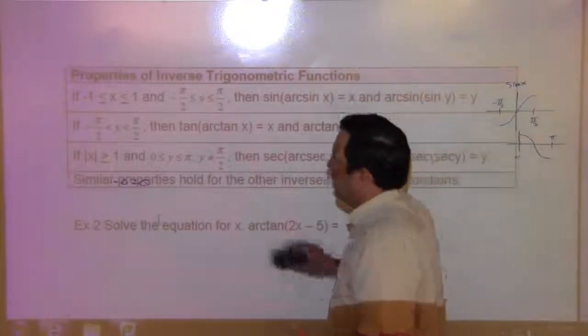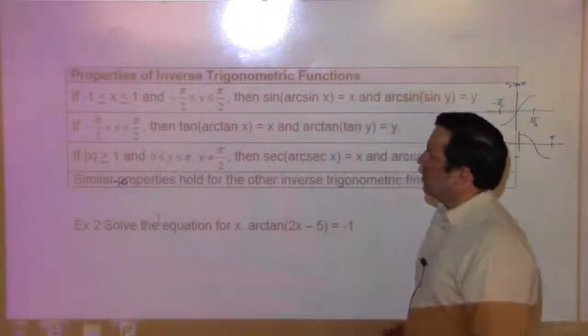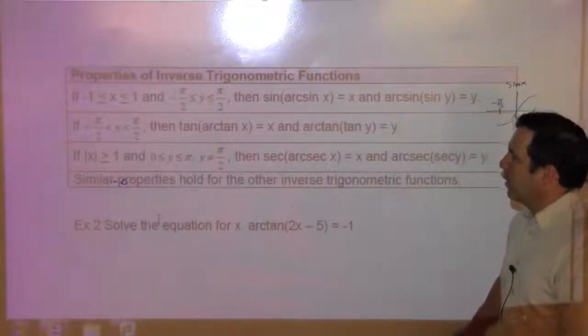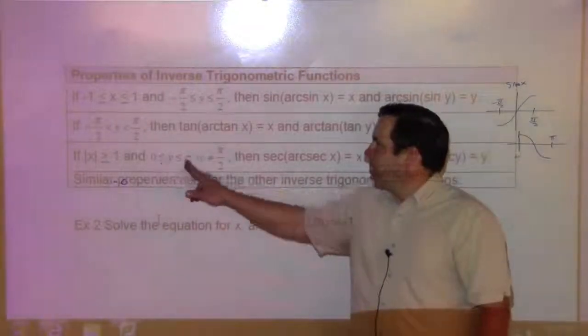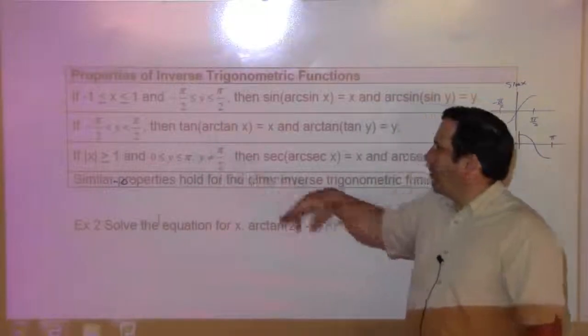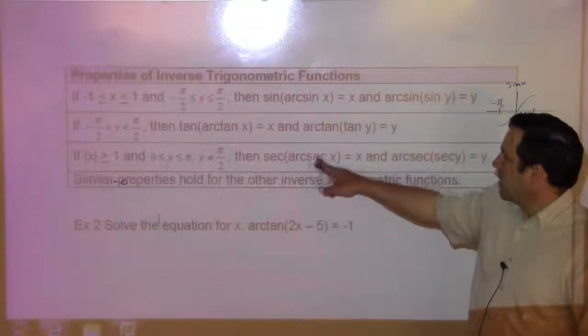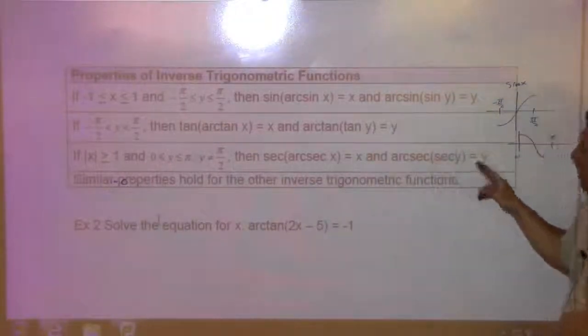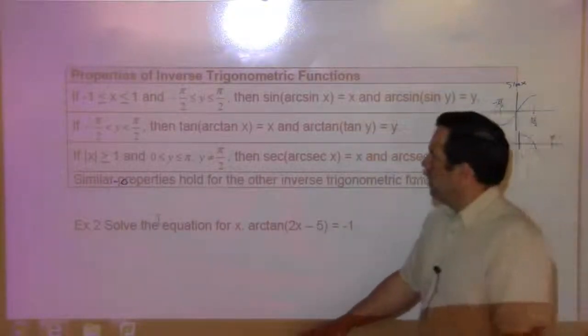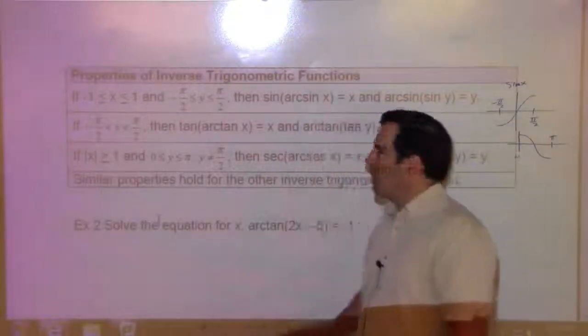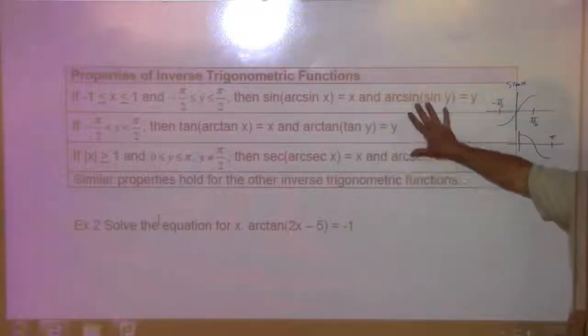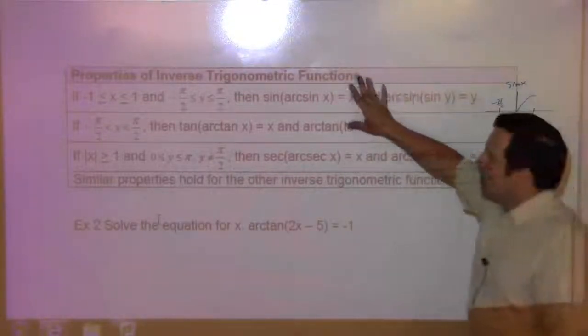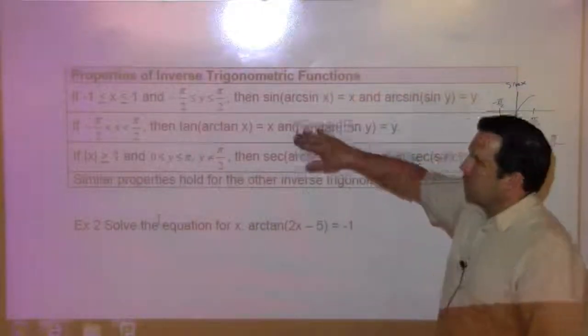And if the absolute value of x is bigger than or equal to 1, and y is between 0 and pi, and y is not equal to pi/2, then secant of arcsecant of x is x, and arcsecant of secant of y is y. They undo each other. So similar properties hold for the other trig functions, but these are the ones we're going to tend to use. The sine, arcsine, arctangent, arcsecant.